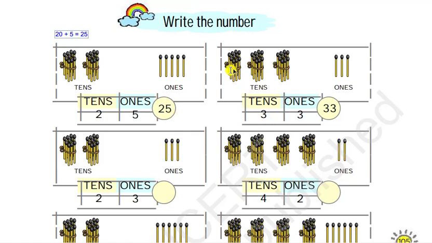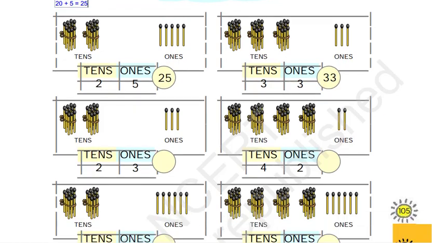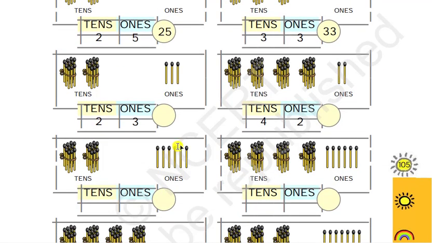Similarly, here there are 3 bundles of matchsticks which is equal to 3 tens and 3 loose matchsticks which is equal to 3 ones. In total it is 33. So next question we need to do. Here it is 2 bundles of matchsticks which is equal to 2 tens, and then let us count the number of loose matchsticks. So it is 1, 2, 3 which is equal to 3 ones. So in tens place they have written 2 because there are 2 bundles. In ones place they have written 3. What is the total? Total is 23.